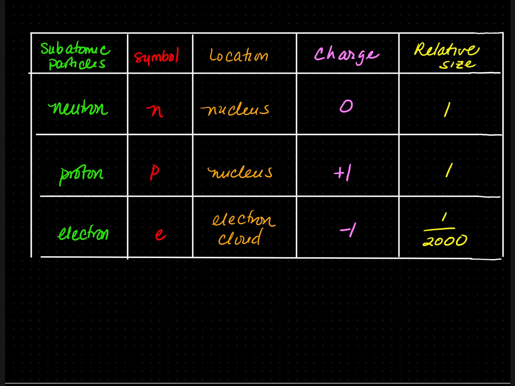In general, neutrons are the biggest of the subatomic particles. However, we assume that it's very close to the size of a proton. An electron is about 1/2000 times smaller than a proton.